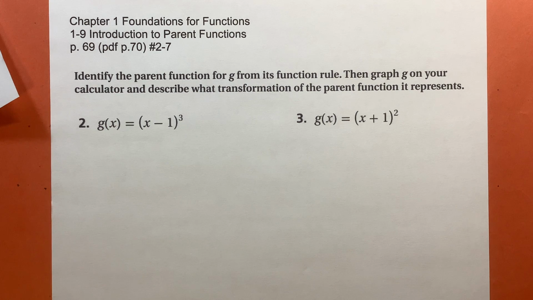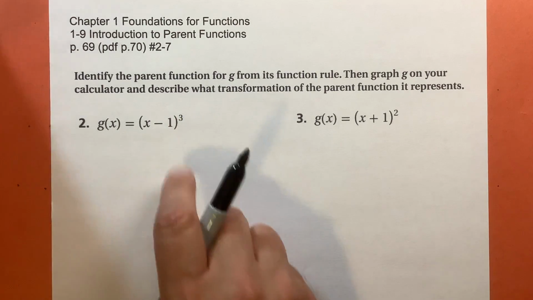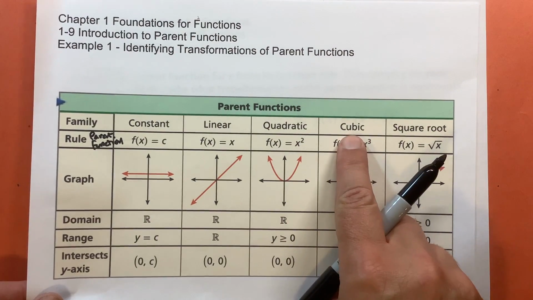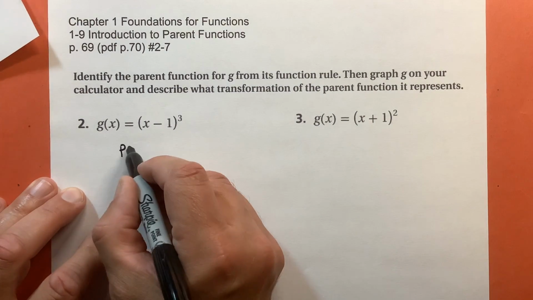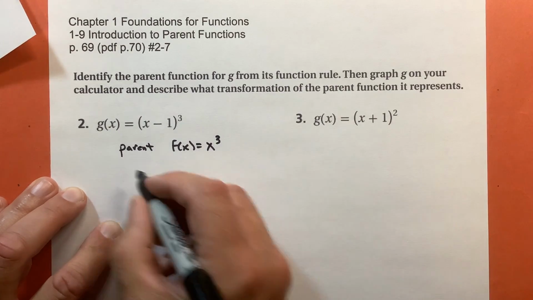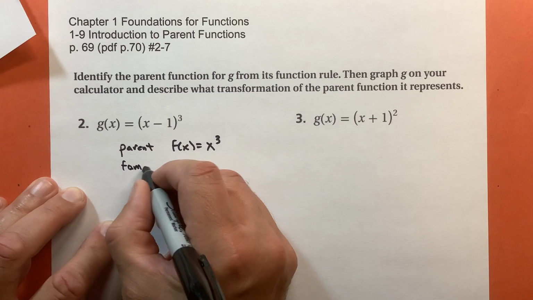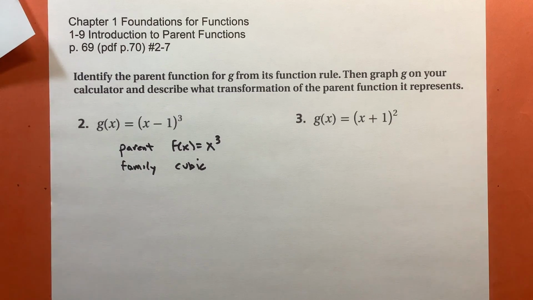So number 2 starts off with g of x equals (x - 1) to the third power. The first thing I notice is I've got an exponent of 3. An exponent of 3 tells me I've got the cubic family, and the parent function is x cubed. That's pretty straightforward. So the parent is f of x equals x cubed, and even though it did not ask, I'm including this: the family is the cubic family. So now let's switch over and look at the graph.